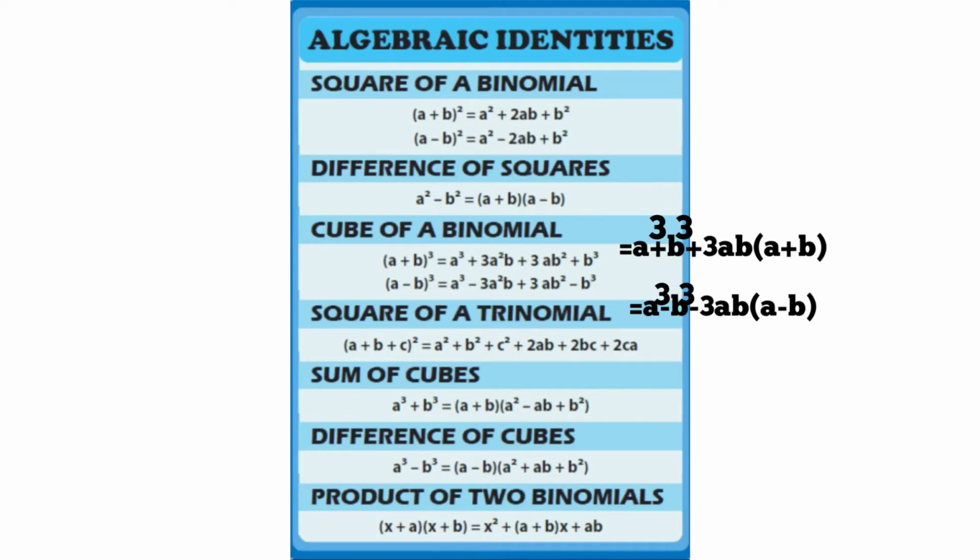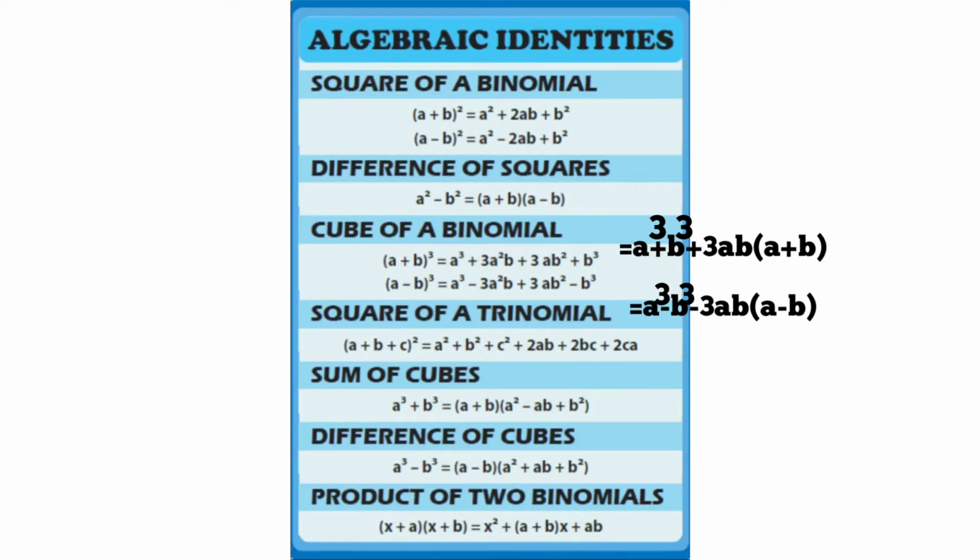First one is square of a binomial, that is a plus b whole square is equal to a square plus 2ab plus b square, and a minus b whole square is equal to a square minus 2ab plus b square. Second is difference of squares, that is a square minus b square is equal to a plus b into a minus b. All these three identities you have already studied.